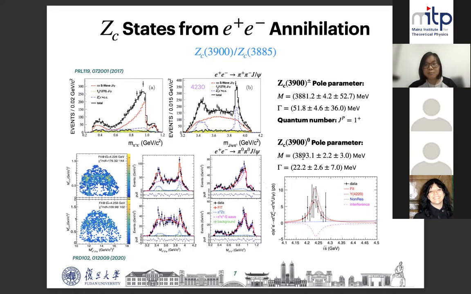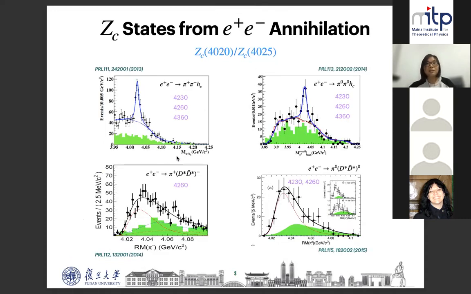Besides the pole position of this Zc(3900), the production of Zc(3900) as a function of the center-of-mass energy has also been investigated as shown here, where the cross section shows a structure around 4.2 GeV. If we fit the cross section with a Breit-Wigner, the parameters agree with the Y(4230) observed in other decay modes such as pi pi J/psi and pi pi h_c.